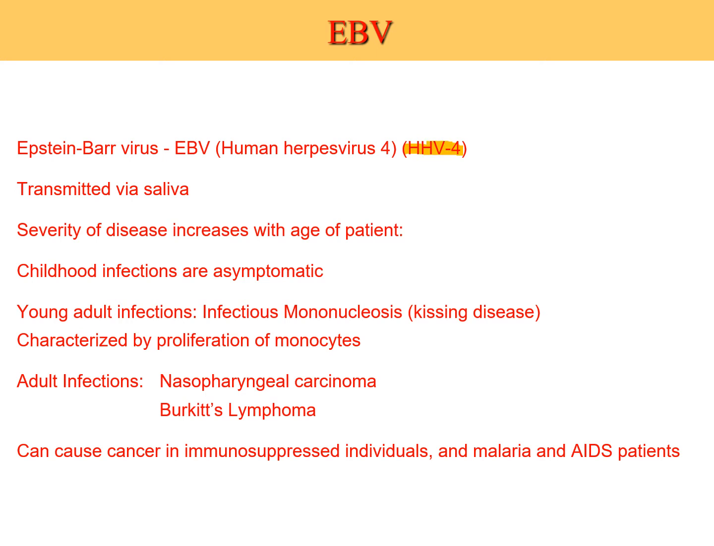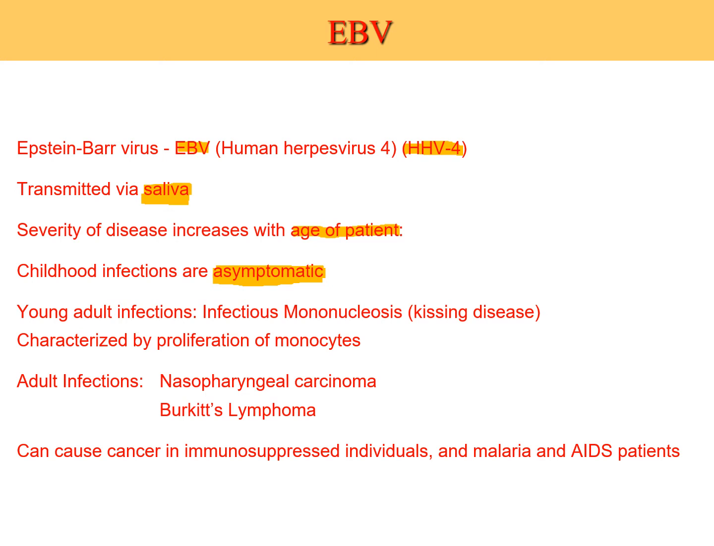HHV4, Epstein-Barr virus, is transmitted via saliva. It causes a disease sometimes called kissing disease, for obvious reasons. The severity of the disease increases with the age of the individual. In childhood, the infections are asymptomatic. This is something people should be more aware of, that children can get infectious diseases and be completely asymptomatic, and yet they have it and they can spread the disease.